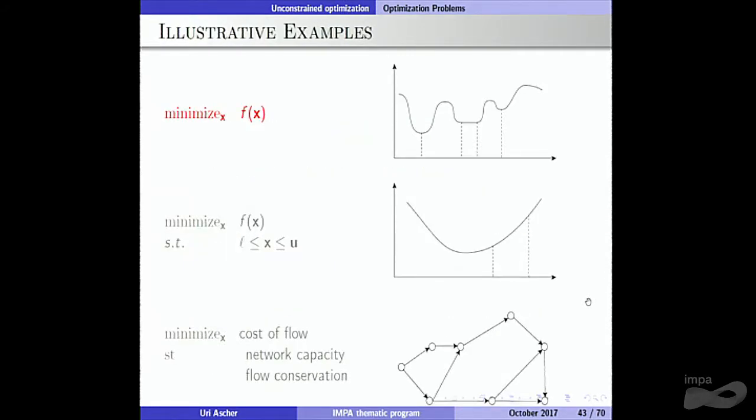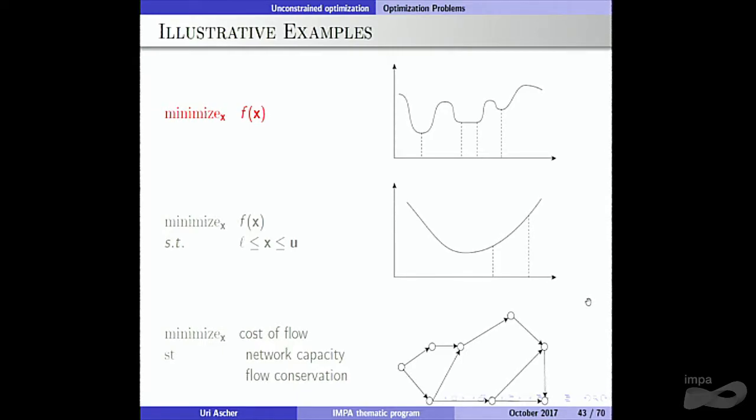And for simple examples, this function in one dimension has these local minima, many local minima here, one global minimum where the function is the lowest. Please stop me if I go too fast on this because it's this kind of basic stuff, and I know that some of you know it all too well. Now in some other situations, x is restricted to be here, and so the minimum will be here, not here, but here.